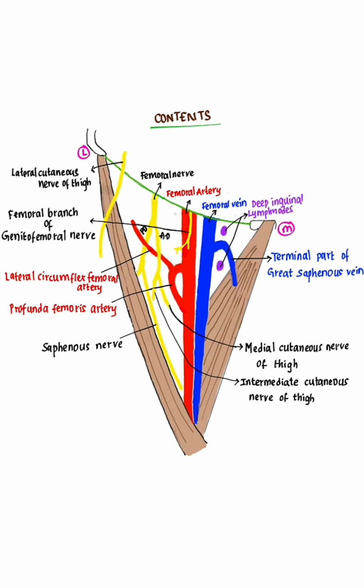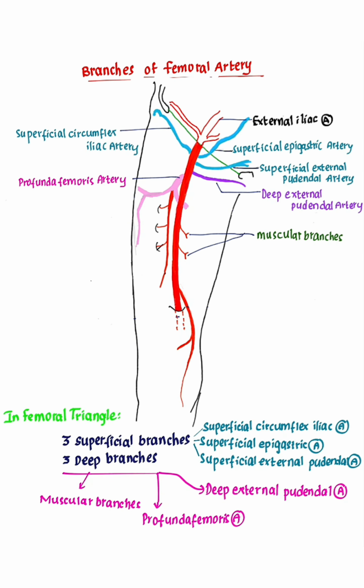Femoral artery. Femoral artery traverses the triangle from the midpoint of its base to the apex. As it passes downwards, it passes medially. As a result, near the base of the triangle, femoral artery lies lateral to femoral vein, whereas at the apex it lies anterior to femoral vein. Femoral artery in the femoral triangle gives three superficial branches and three deep branches.